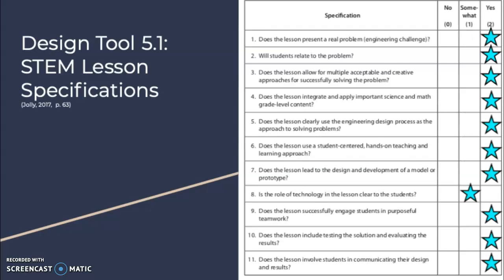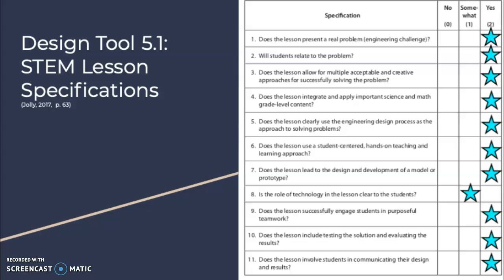Whenever I brought up the design tool from Jolly, I felt a little bit biased about the evaluation because I created the lesson and I was really thinking about these things ahead of time as I was planning it, but I truly felt like it did check a lot of the yes boxes. I did select somewhat for the role of the technology because it wasn't the true focus of the lesson, but it was definitely a part of it.